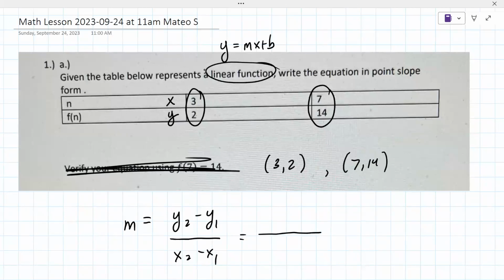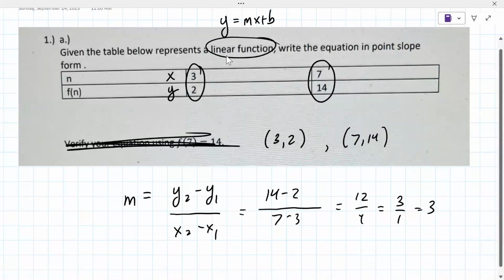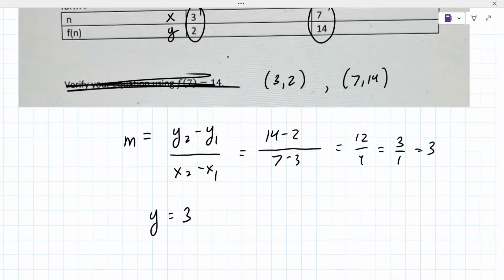Could you calculate the slope for us, please? 14 minus 2 over 7 minus 3 is 12 over 4, which is 3 over 1, or 3. So now you write the equation y equals 3x plus b. And from here, you have to solve for b. So use one of the ordered pairs, and I would recommend using the smaller one.